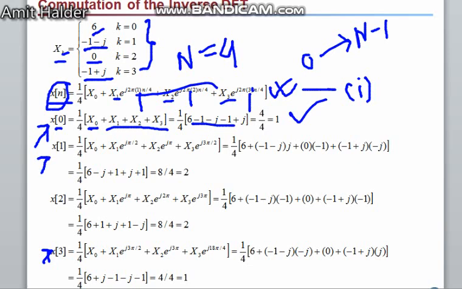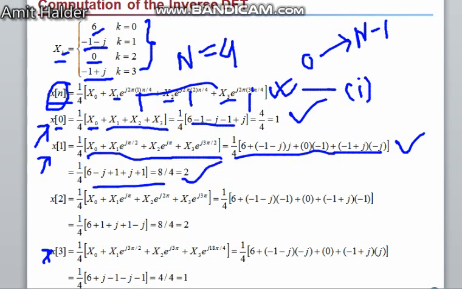Go through to the second part, that is x1, 1 by 4. Similar situation. Put the value n equal to 1 here. After calculation, you will get the value 2. Again, the same thing repeats, and it repeats throughout until you get the final destination of x3, right? Okay, that's the computation of the inverse DFT.